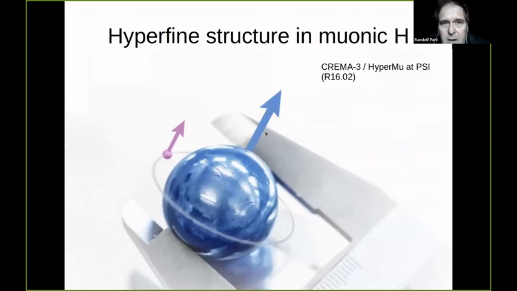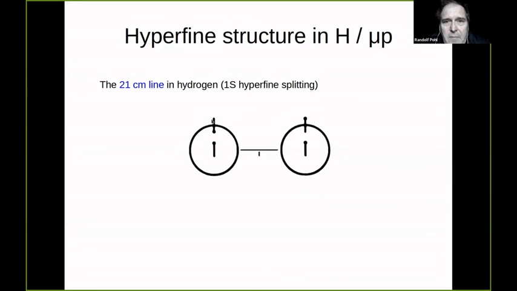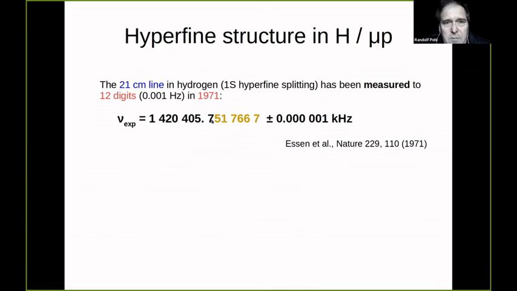And the CREMA collaboration at PSI is now looking into the magnetic structure of the proton, as Christoph already said. So we're looking into the hyperfine splitting of muonic hydrogen, which, if you look at it in the normal hydrogen atom, is the famous 21 centimeter line. That's how you look into the sky, where you see the clouds of hydrogen. And this is the spin flip transition of the ground state hyperfine splitting, which was measured 50 years ago already, using a maser in normal hydrogen, with 12 digits of accuracy. So this was the result 50 years ago.